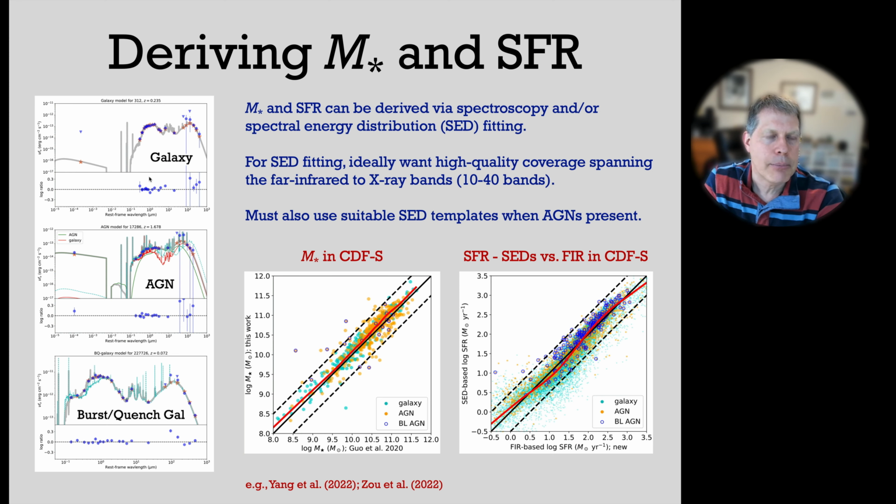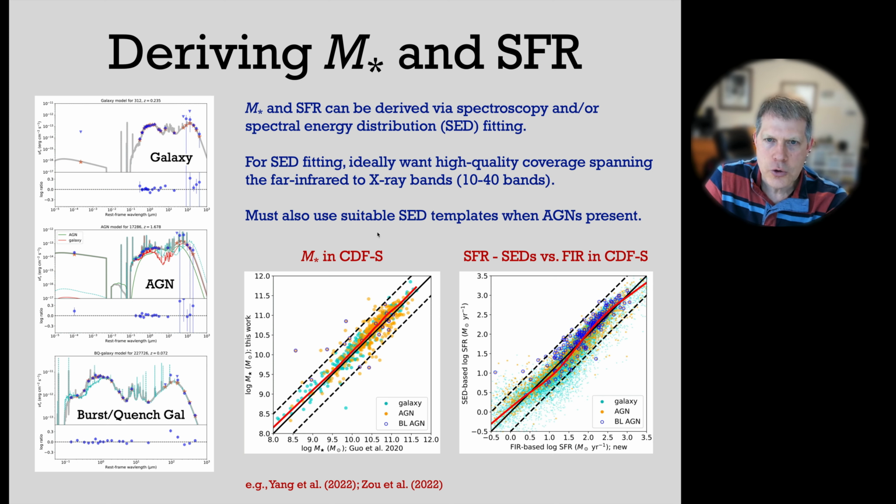Here are some examples of spectral energy distributions for a galaxy, for an AGN here, and in this case for a bursting quenching galaxy. Note, these have many photometric bands spanning all the way from the X-ray out to the far infrared. All of these bands, including now even the X-ray, can be used in the SED fitting. Ideally, for this SED fitting, you want high quality coverage spanning the far infrared to the X-ray bands, and you want many bands covered, 10 to 40 bands are often what are used in these high quality SED fitting studies.